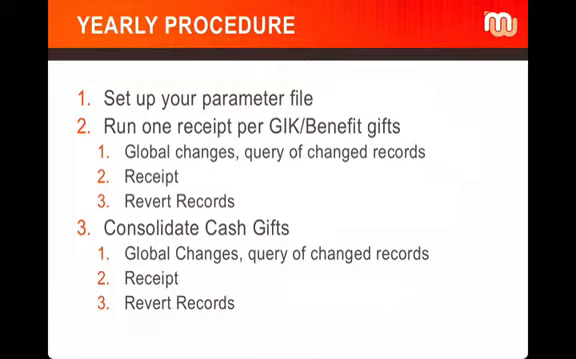So basically you set up your parameter file first, and then you do the one receipt per gift for those gifts first. Usually we do a global change on any constituent marked as consolidated receipts, flipping them to one receipt per gift, and you save who you flipped, because you're going to end up having to revert it. So you make the global change, you receipt, and then you revert the records, and then you do the exact opposite procedure for consolidation.